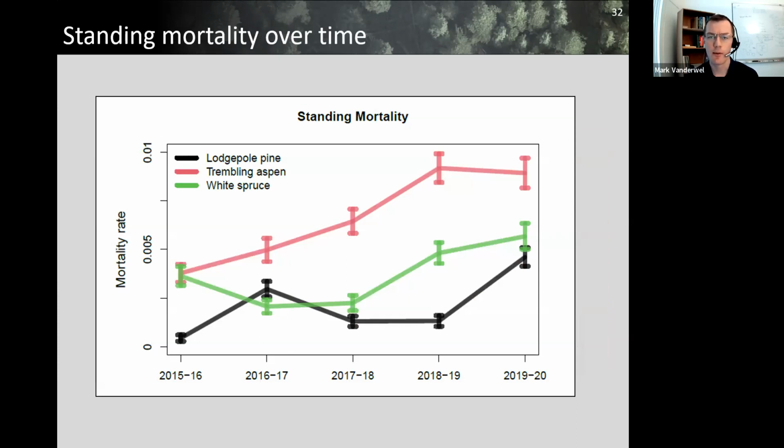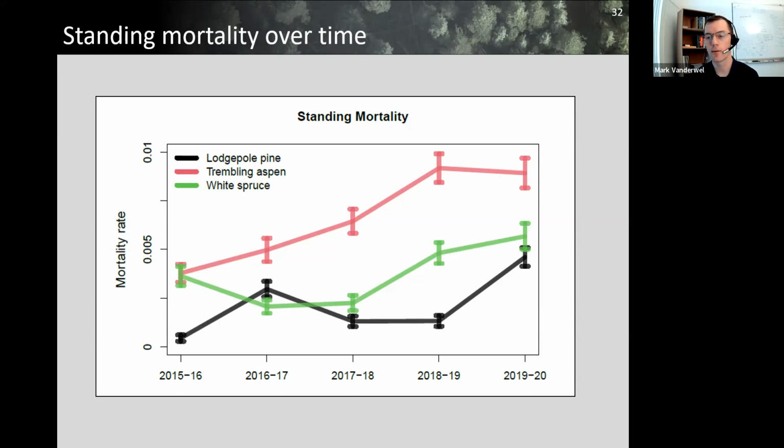Turning now to look at rates of standing tree mortality, here we do see that in the last year or 2, there has been a notable uptick in the rate of standing mortality for each of the 3 tree species in the study area. So both lodgepole pine, trembling aspen, and white spruce have higher mortality rates in 2018 and 2019 than they did in earlier years. And if we were to see some sort of effect of drought, some sort of effect of lack of soil moisture, this is the type of thing that we might expect to find.